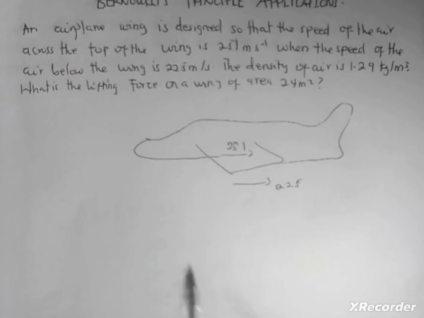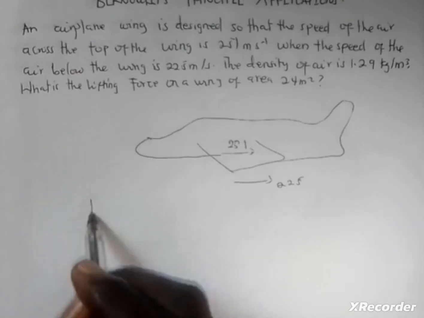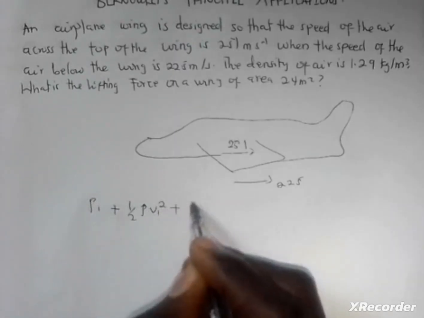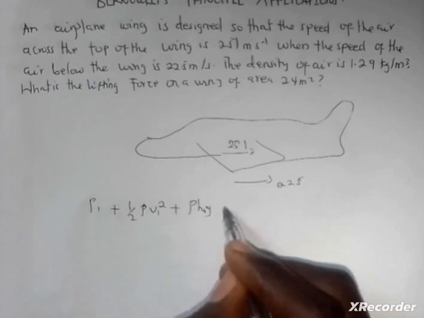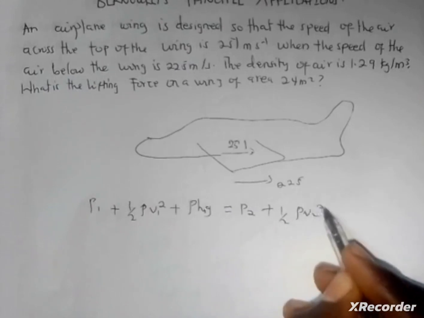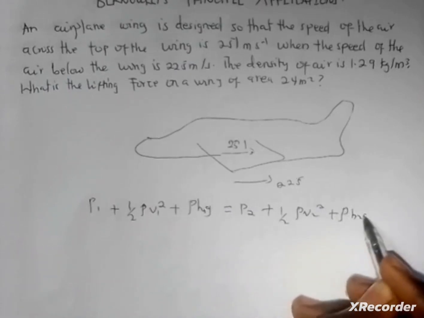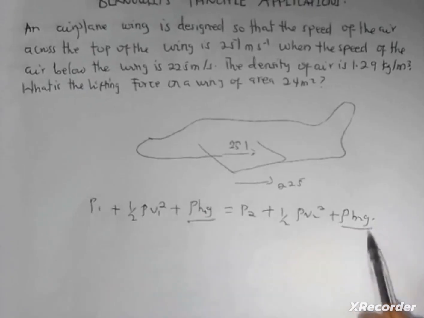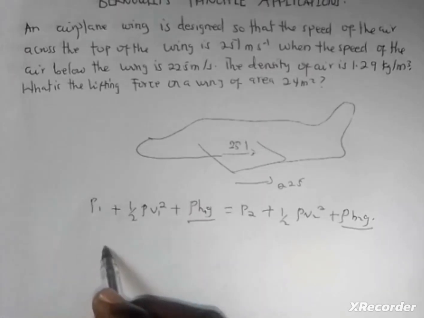So let's see. We write our Bernoulli's equation: P1 plus half rho V1 squared plus rho g H1 should be equal to P2 plus half rho V2 squared plus rho g H2. Once I have this, you realize the question was centered on the velocity of air, which has a direction horizontally. So in this sense, the height term will vanish because the change in height of the aeroplane is 0. So I'm going to have P1.